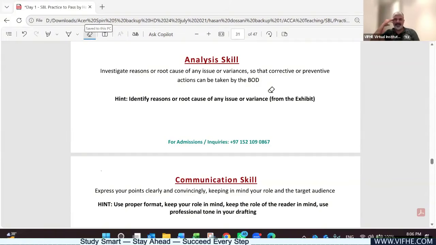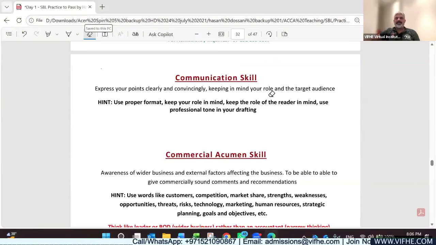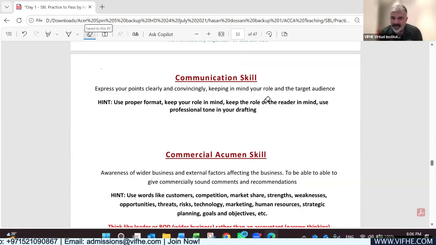Yes, change your mindset. Explain it to the board. It will improve your thinking and drafting quality. All right, done. The third skill is called communication skill. It's very simple, nothing needs to be done. So, do you think a good CFO or a good leader should have good communication skills?